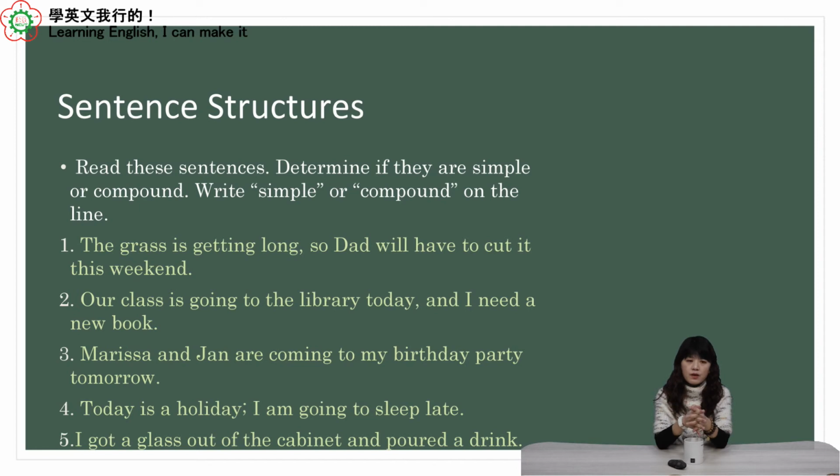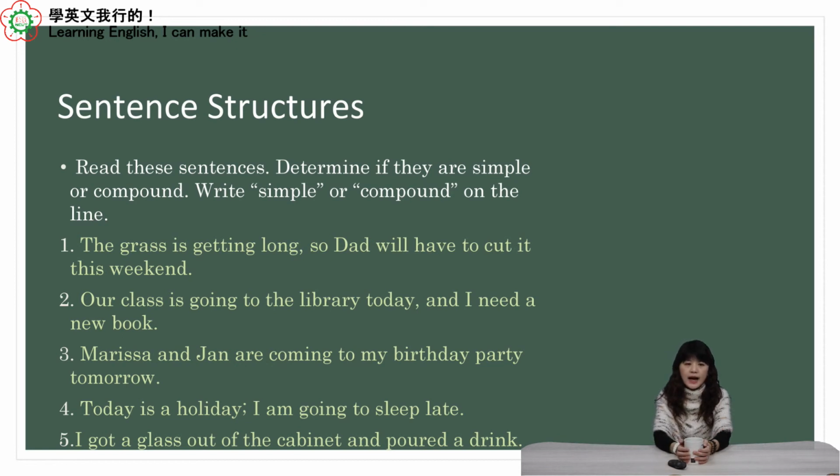Sentence number 4. Today is a holiday; I'm going to sleep late. Here, you need to be careful. In English, it's a little bit tricky. Okay, not everything can be followed by rule. So here, you don't see a conjunction word like for, and, or but, but here you have the semicolon. That also means and. So actually, sentence number 4 is a compound sentence.